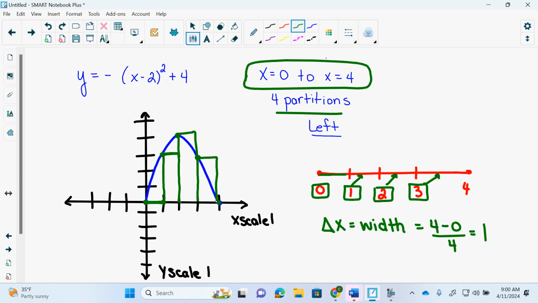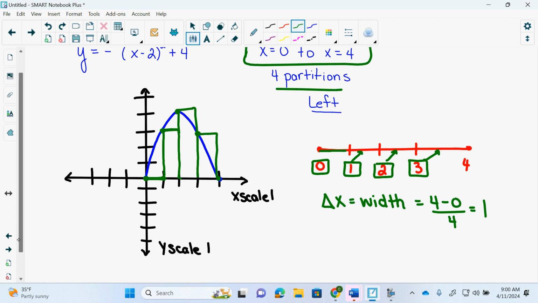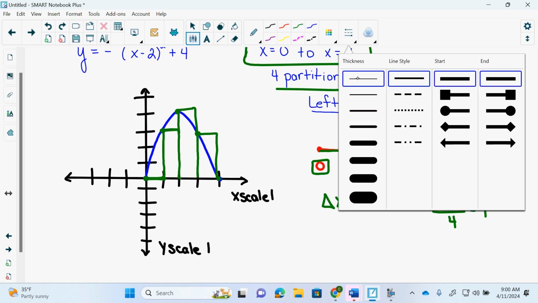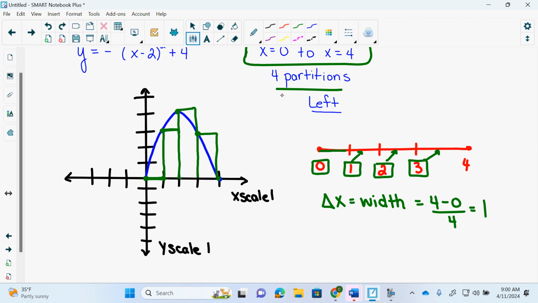Now, you might be like, why do I have to do left partitions? Because they'll ask for them. They'll ask for the area using left Riemann sums. So how do we get that area? Well, we just find the area of these 4 rectangles, right? So this would be area 1, area 2, area 3, area 4, and you're going to get the answer.